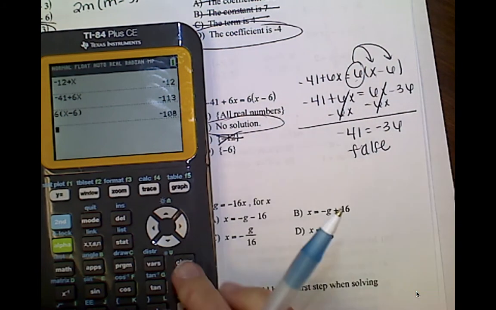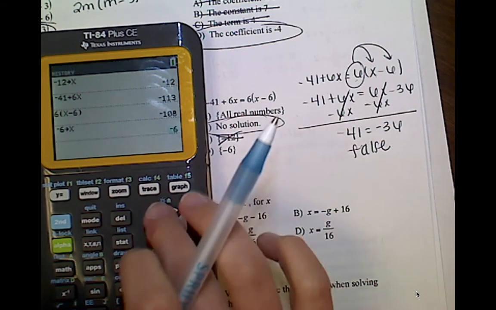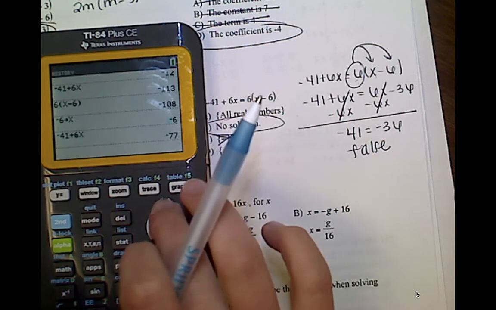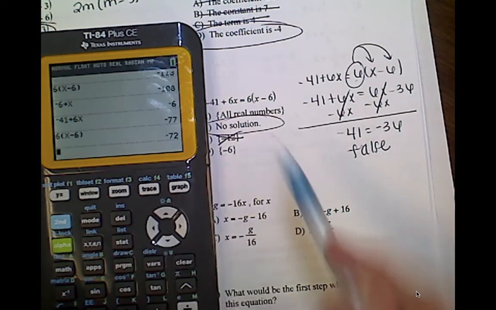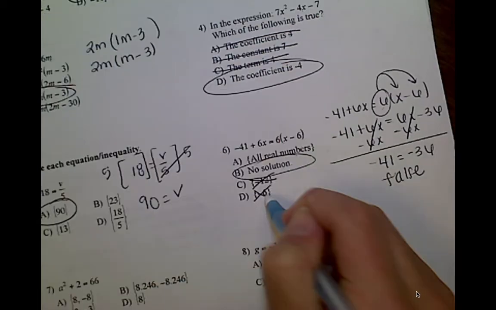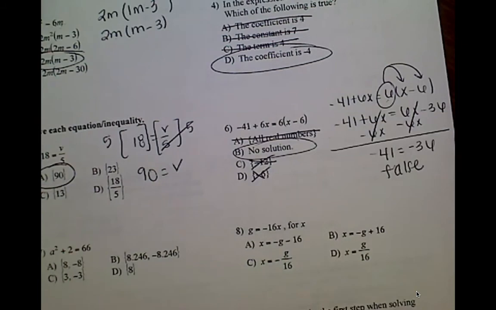It didn't give me a balanced equation. Do it again, but now with a negative 6 stow as x. Go up, left side, go up, right side. Same thing, they're not the same. It didn't give me a balanced equation. So it's not -6, and if it's neither one of those, it definitely can't be all real numbers.